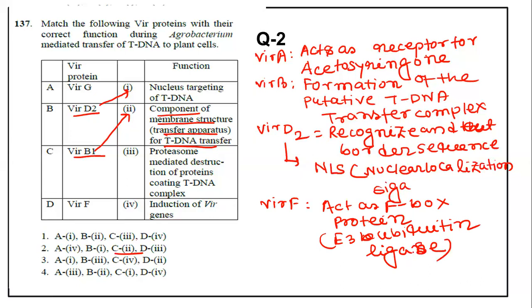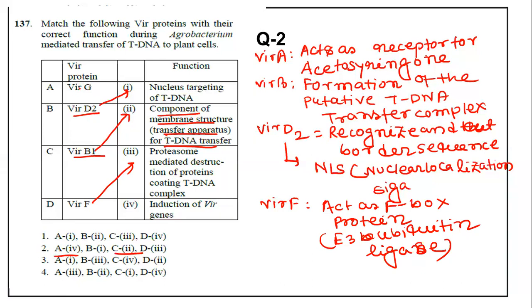We know that there are two types of protein degradation pathways. One is the lysosome-dependent pathway, another is the proteasome-dependent pathway. In the proteasome-dependent pathway, the ubiquitin tag is absolutely necessary for protein degradation. So VF mediates proteasomal destruction of proteins coating the tDNA complex. So A will be 4.